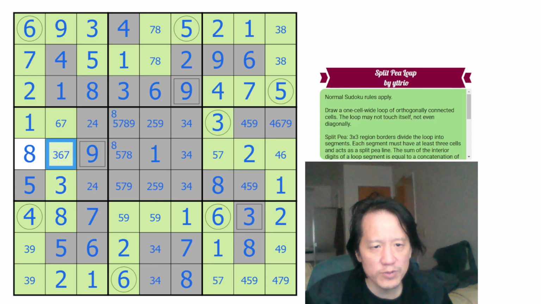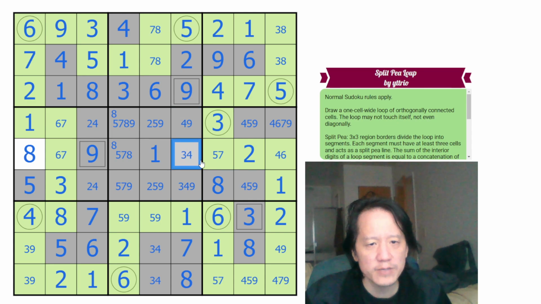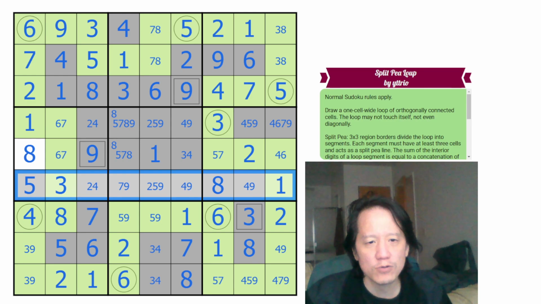So this cannot be 3. This is 6, 7, 6, 7. This can't obviously be a 3. It has to be 3, 4, or 9. This can't be 9. This can't be 3. This can't be 5 anymore. This can't be 5. We have a 4, 9 pair in row 6. So 4 and 9 is no longer allowed in the rest of the cells.